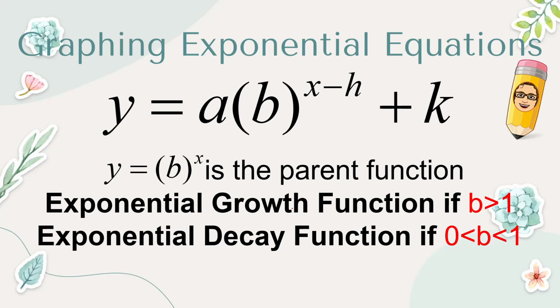Now that b, the base, is going to tell you if you have growth or decay. If you have a b that is greater than 1, you have a growth graph. And if your b is between 0 and 1, it is a decay graph. Now be careful. Do not make the assumption that just because you have a fraction, you have a decay graph, because 5/4 is also a fraction, but it is bigger than 1. So be very careful not to make the mistake of seeing a fraction and assuming decay.